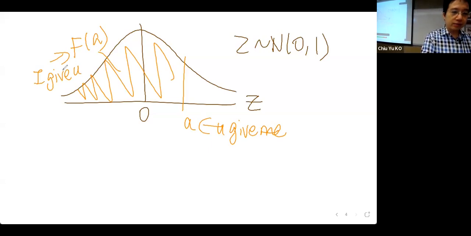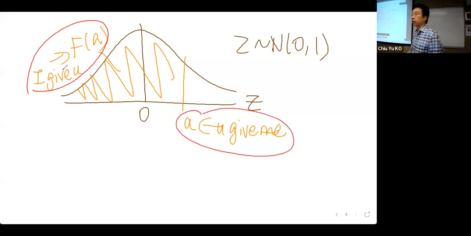Inverse means you give me F, I give you A. Just reverse it. That's called inverse. You give the area on the left, I give the number. That means if you give me 0.5, it will be 0, because of symmetry. This is halfway. Don't worry, you don't need to worry about that. This will appear in your Excel formula.